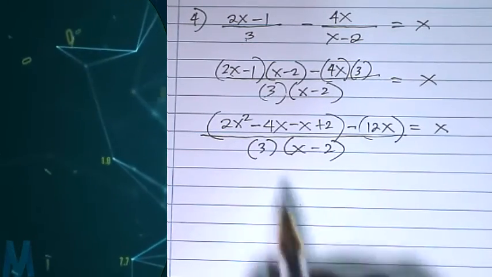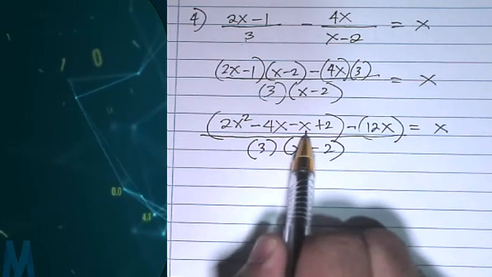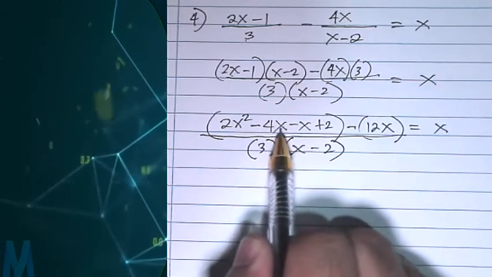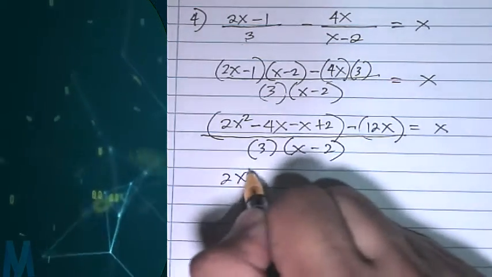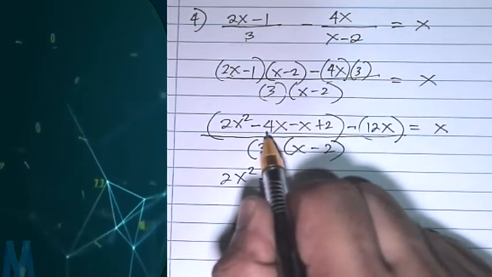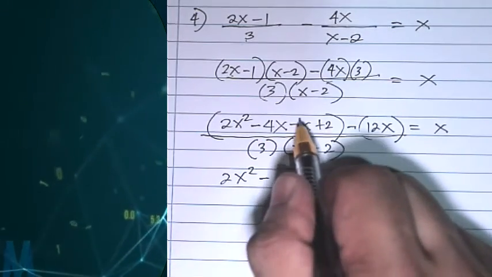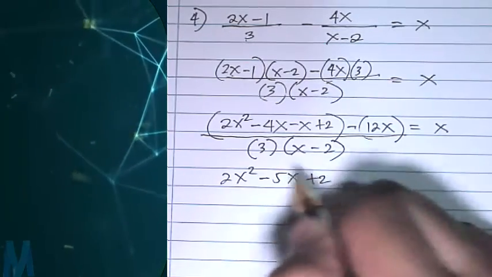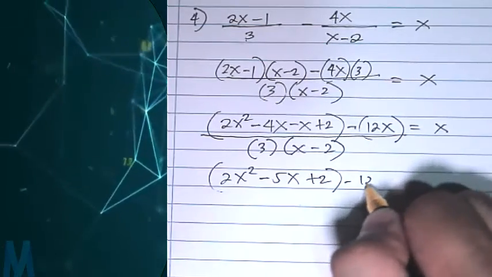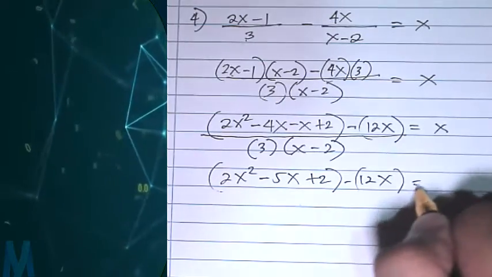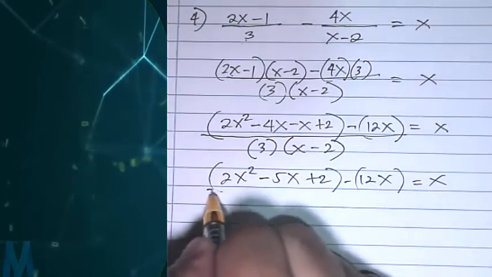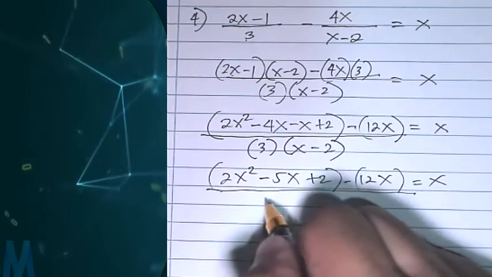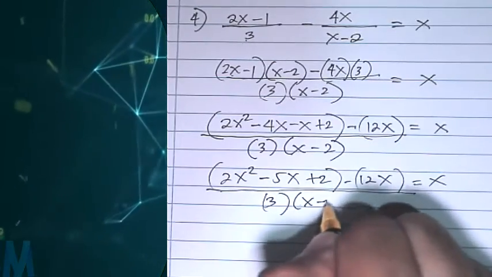And then we are going to combine similar terms in this parentheses first. So you have 2x squared minus negative 4 minus 1. Negative 5x plus 2 minus 12x is equal to x. May denominator po din. You have 3x minus 2.